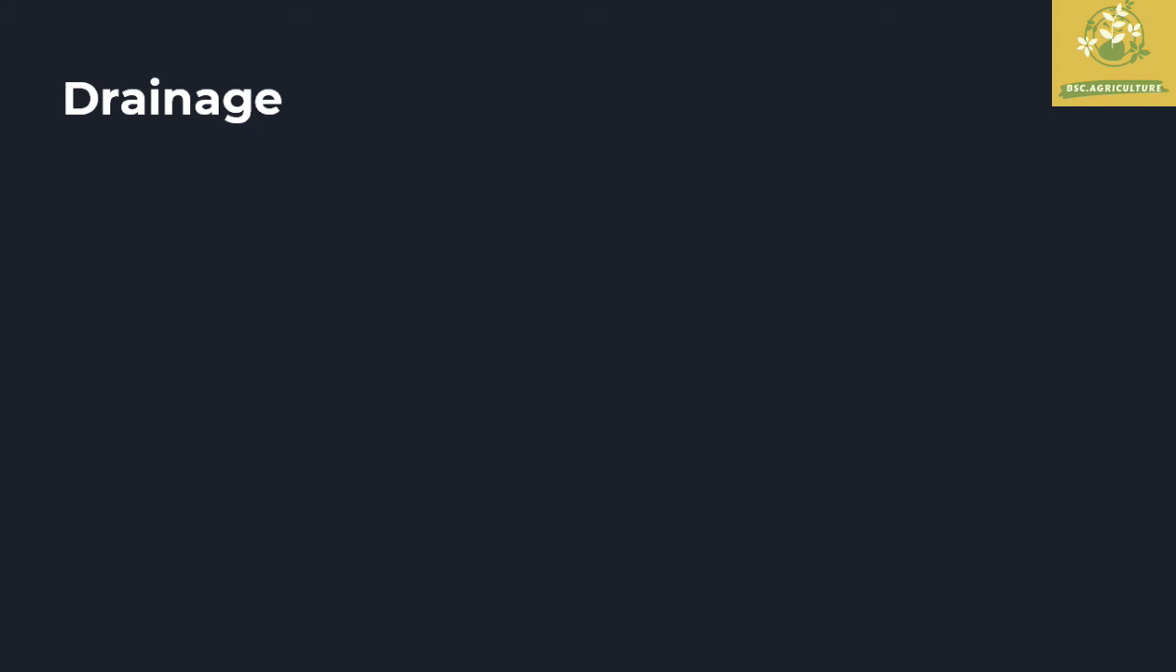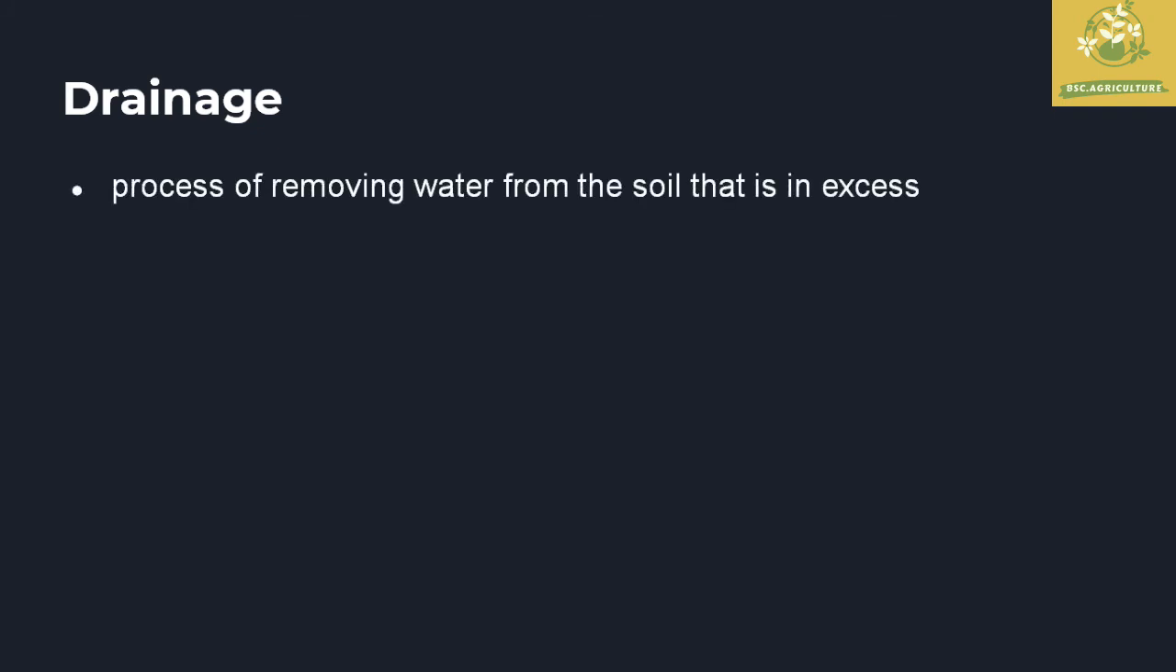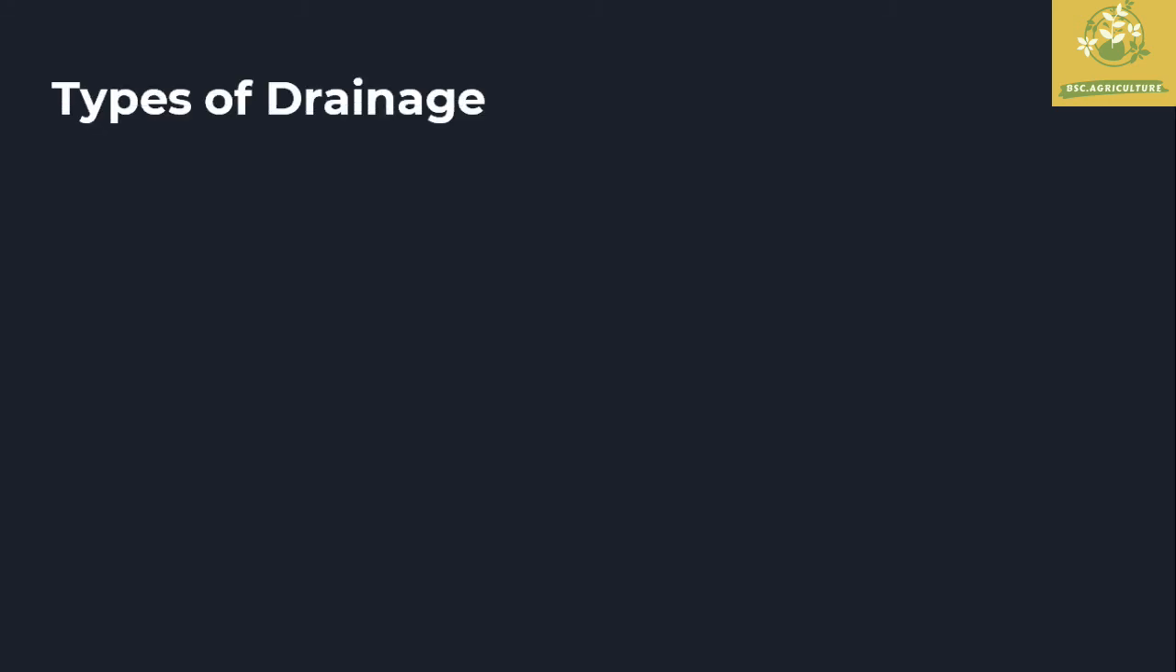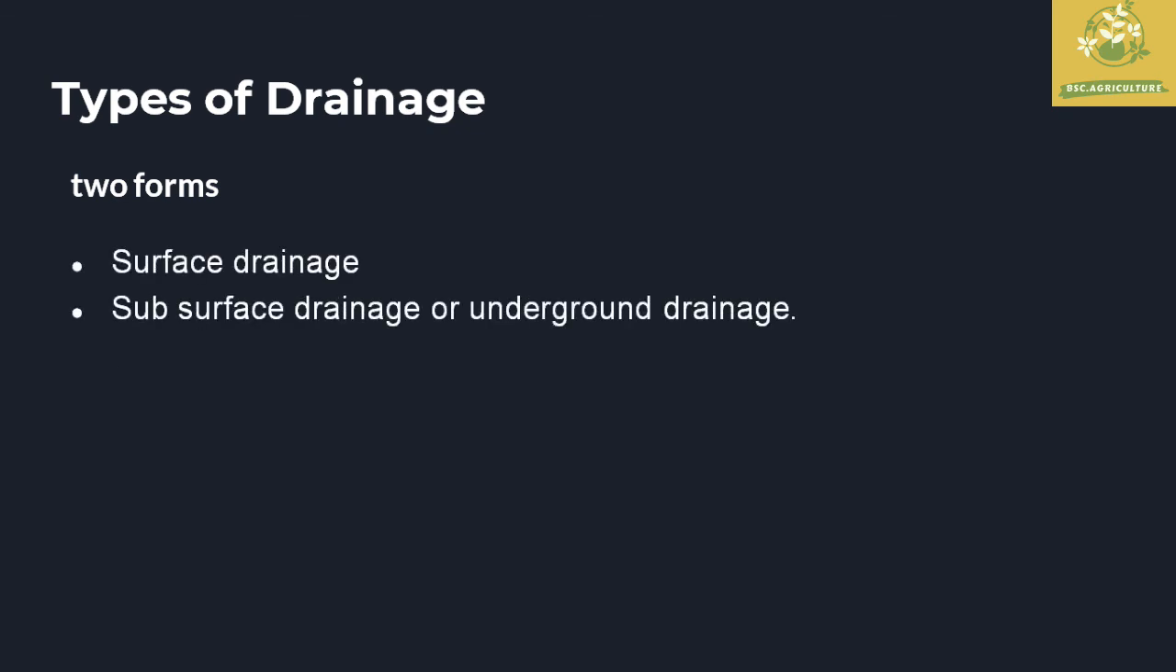And the final part of this lecture is drainage. Drainage is nothing but the process of removal of excess water from irrigated soil. The drainage problems that come up are excessive use of water, seepage from canals, laterals or ditches, internal stratification of irrigated soils, as well as low-lying areas. There are two forms of drainage: one is surface drainage and the second one is subsurface or underground drainage.